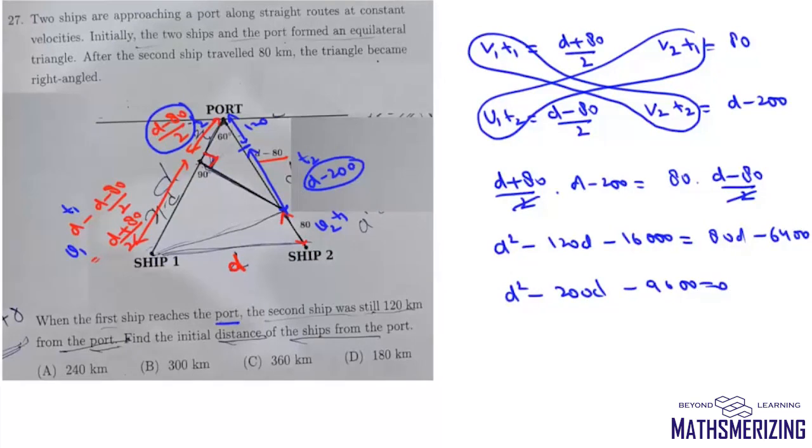Now we solve this quadratic equation, we get value of D as either minus 40 or value of D as 240. Now it cannot be negative. So distance between these two ships initially is 240 kilometers and that's your option A.